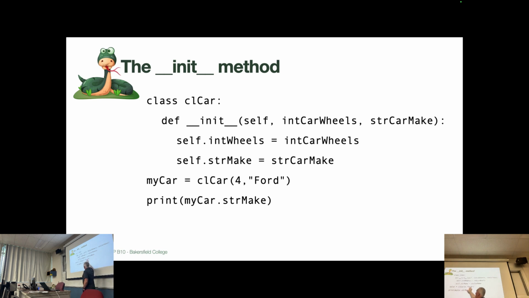So you can see here now, when I'm instantiating that class, or when I'm creating an instance called my car of the CL car class, I'm giving it 4 for int car wheels and Ford as a string for the car's make. Self is always there. It's always just an automatic. So you don't need to give any arguments to that parameter. It's just there. So then I can access those things later.